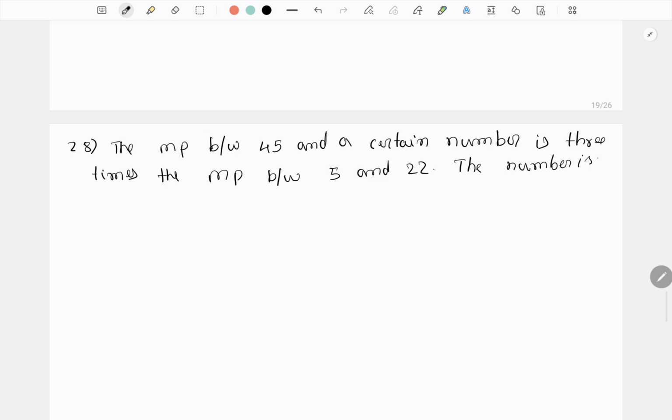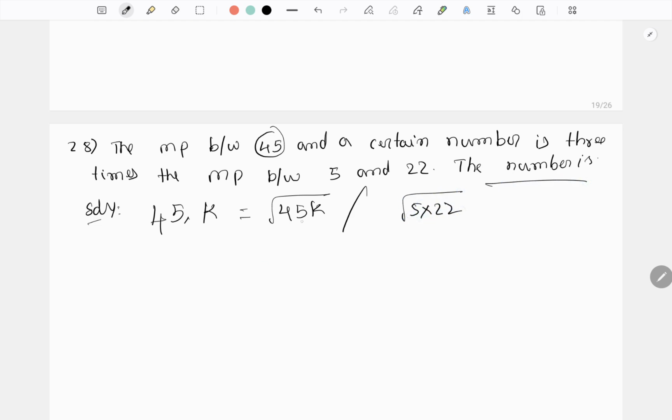The mean proportion between 45 and a certain number is 3 times the mean proportion between 5 and 22. Now 45 and another number k. Let us take. So the mean proportion of 45 and k will be root of 45 into k, that is root 45k. And the other one, 5 and 22, root of 5 into 22.